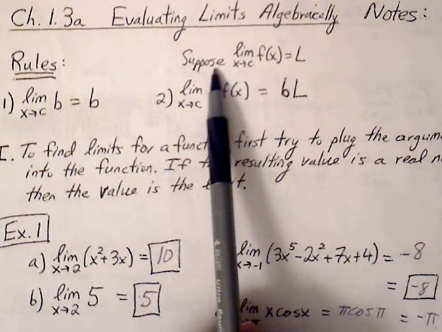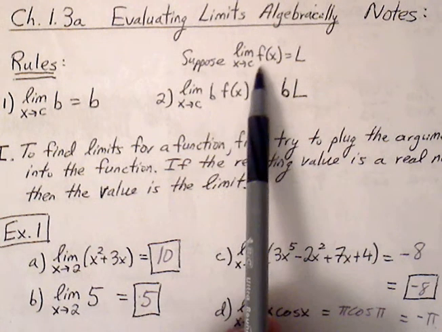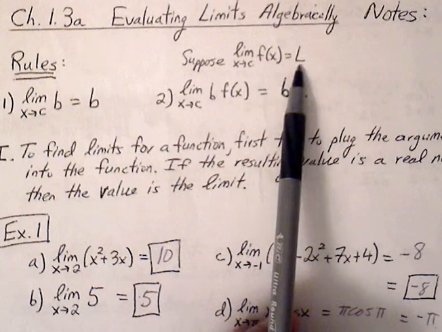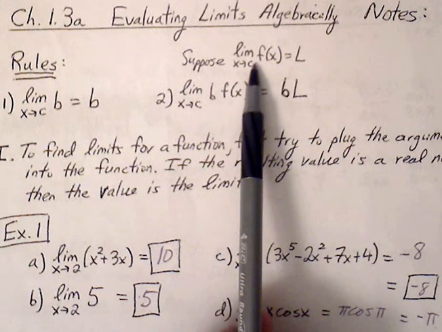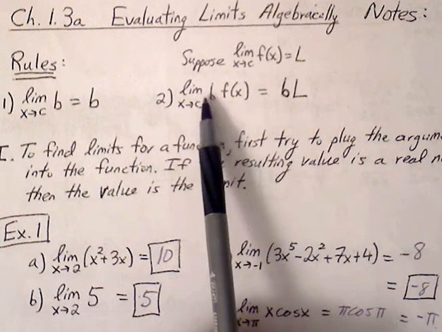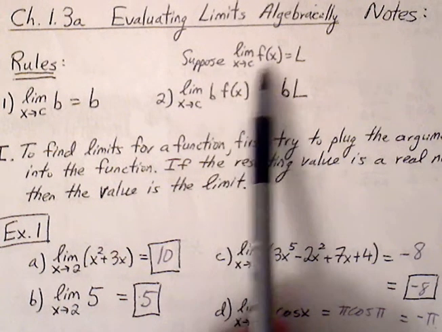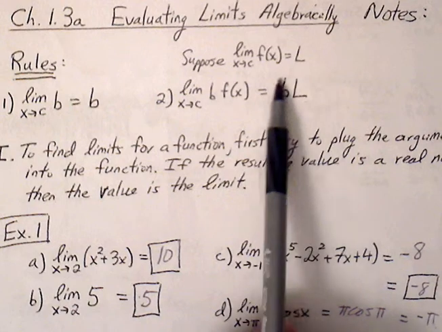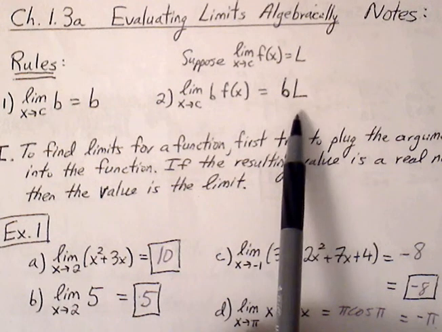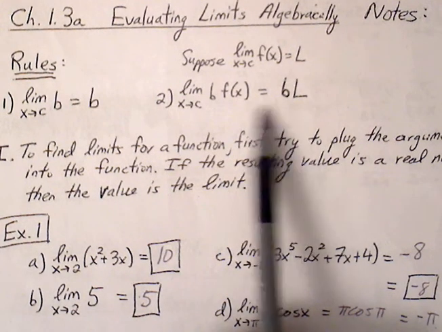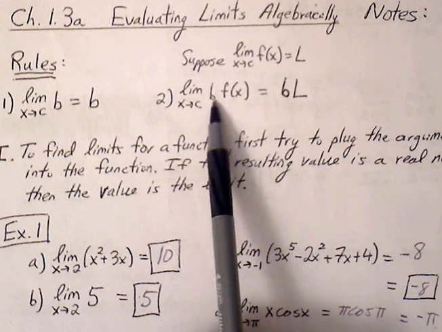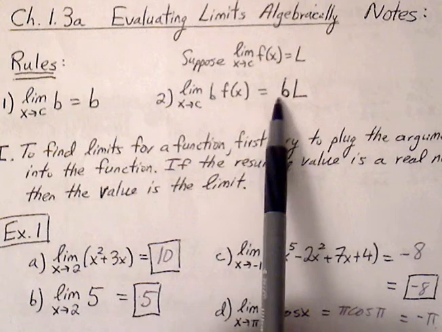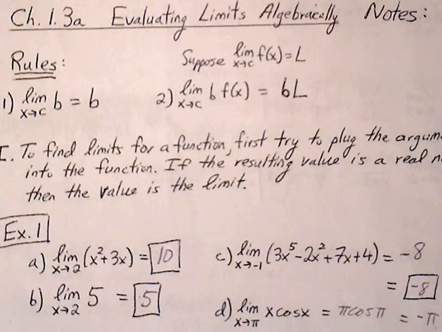Suppose the limit as x approaches c of f of x equals L. If this is true, then any constant that I multiply with the left side of that expression can be done on the other side of the equation as well. So the limit as x approaches c of b times f of x is equal to b times whatever that limit is.